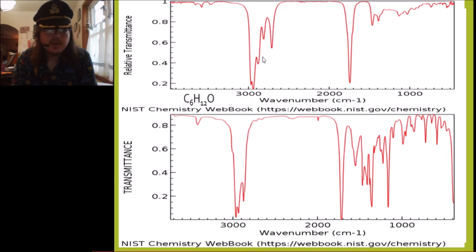So what I have here is hexanal, the 6-carbon aldehyde.